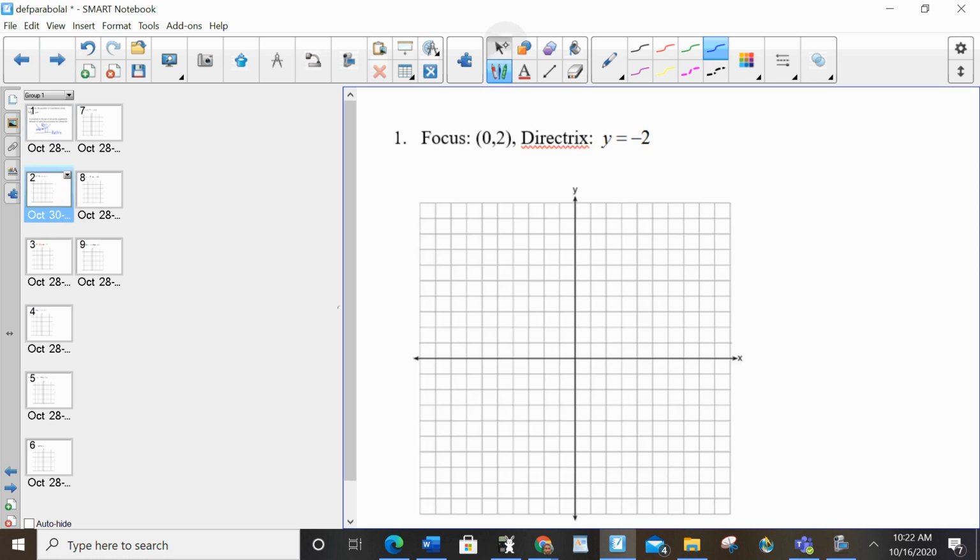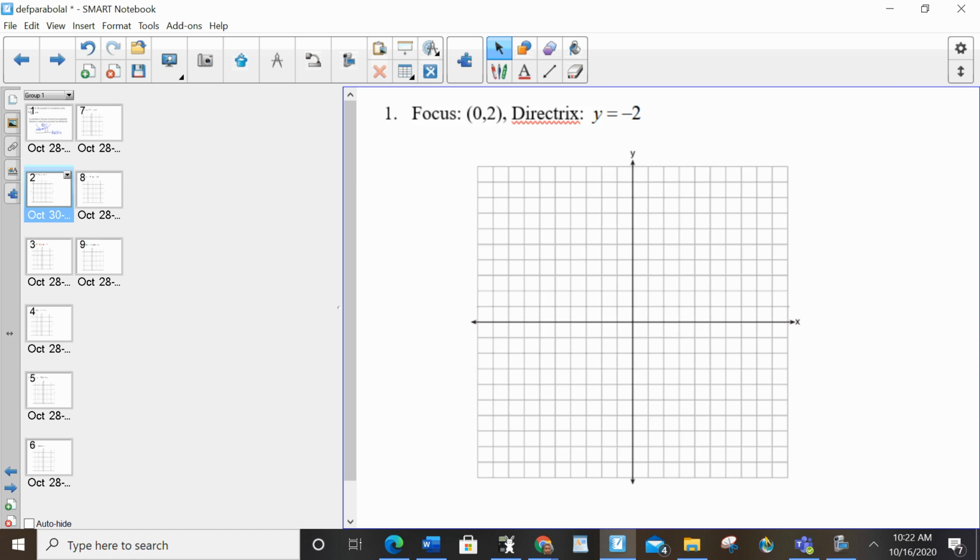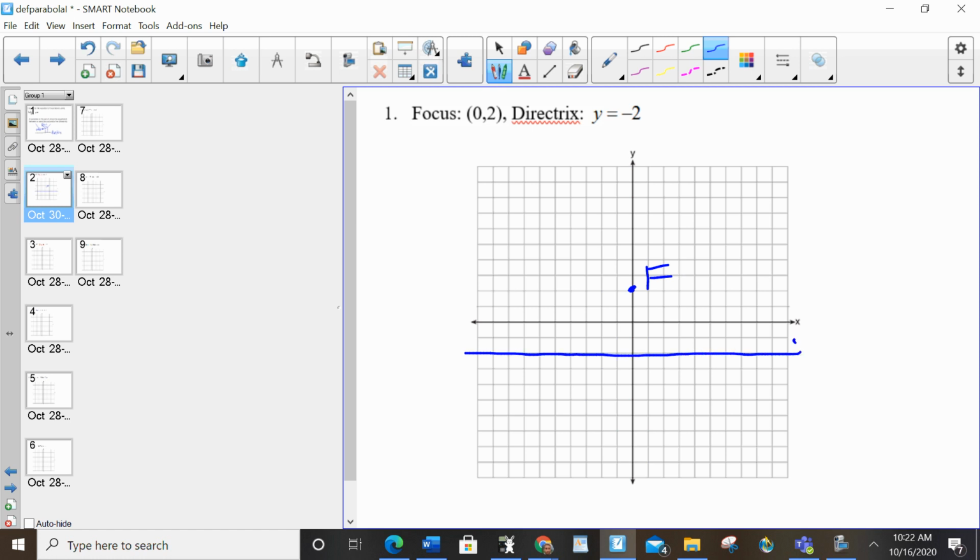So let's take a look at our first example. It's giving me the focus and it's giving me the directrix. So my focus is (0, 2). I'm going to label that with an F. My directrix is y = -2. Now, if you remember from geometry in Algebra 1, y equals a number is a horizontal line. So this right here would be y = -2.